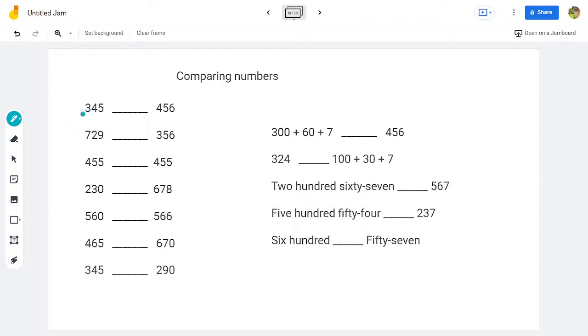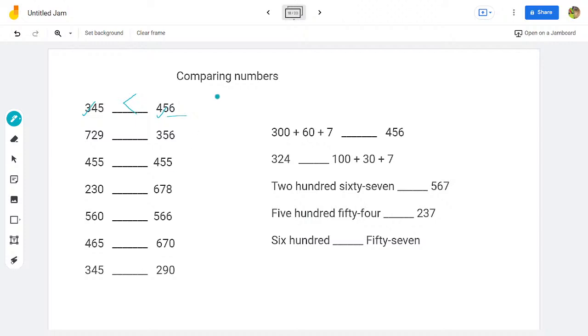Now हम लोग क्या करेंगे? सबसे पहले we will look at the hundreds column. In the first number we have 3 in the hundreds column. Second number में we have 4 in the hundreds column. So 400 we know is more than 300. That means 456 is bigger, which means crocodile अपना mouth खोलेगा towards 456 and he would ignore 345. So 456 जाएगा crocodile के mouth में.